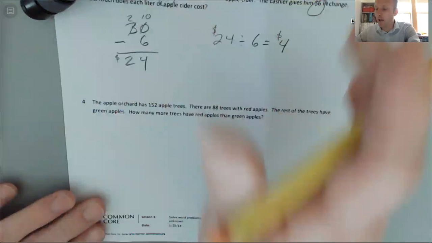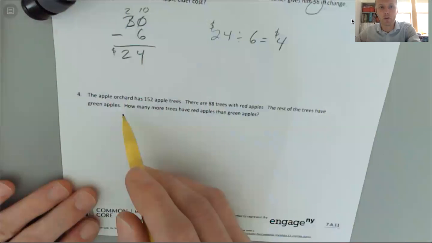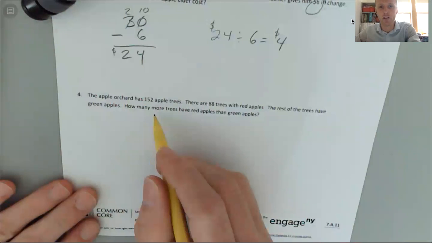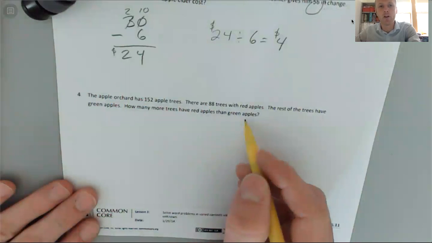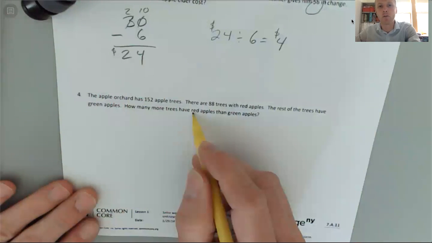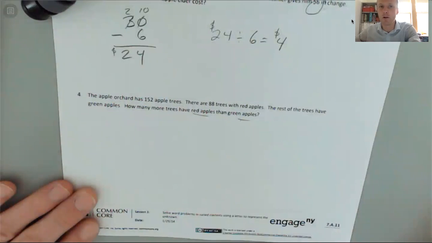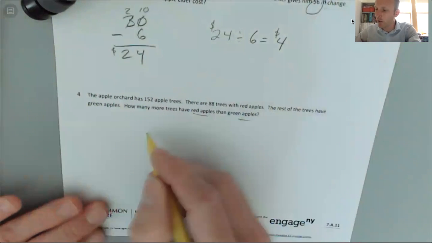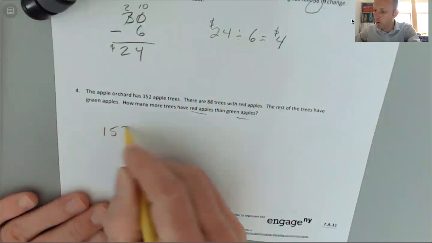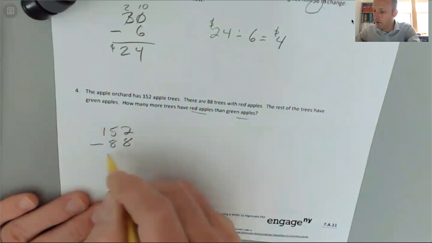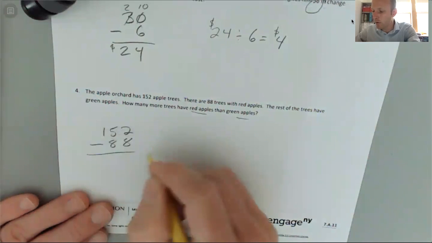All right. And the last problem here says the apple orchard has 152 apple trees. There are 88 trees with red apples. The rest have green apples. How many more trees have red apples than green apples? So multi-step problem here. First of all, I need to figure out how many have green apples. So 152 minus 88 is going to equal green apples.